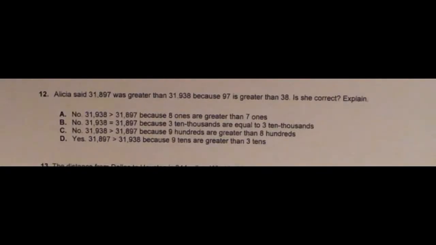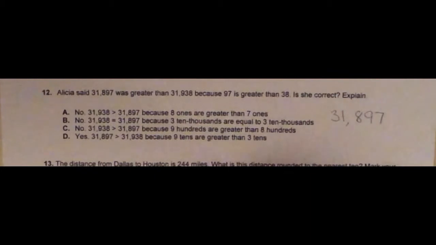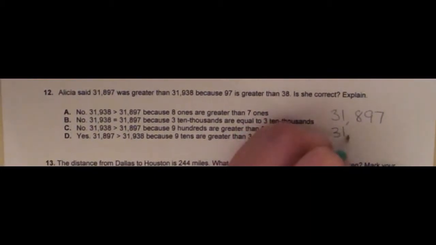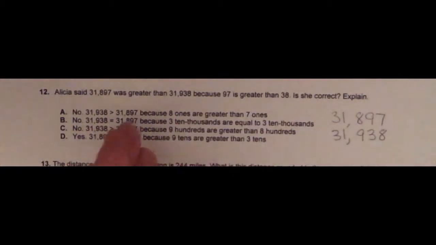Okay, Alicia said 31,897 was greater than 31,938 because 97 is greater than 38. Is she correct? Explain. All right, so let's go ahead and write our numbers down so that we can compare them, okay? So 31,897, and under it we're going to write 31,938, okay? So we're just going to go through and compare.